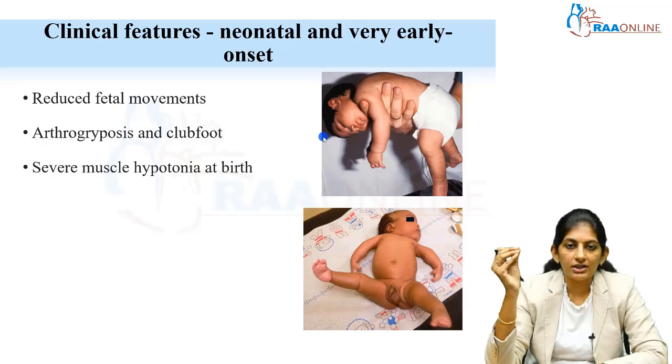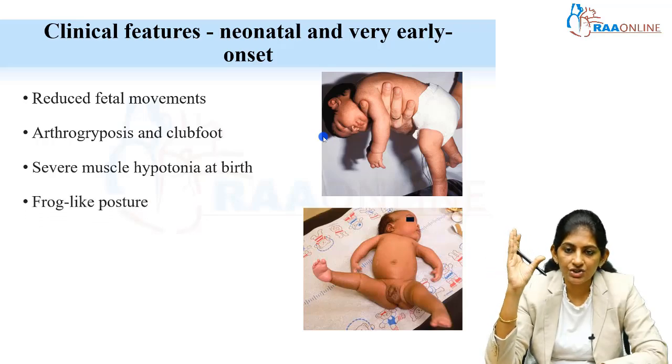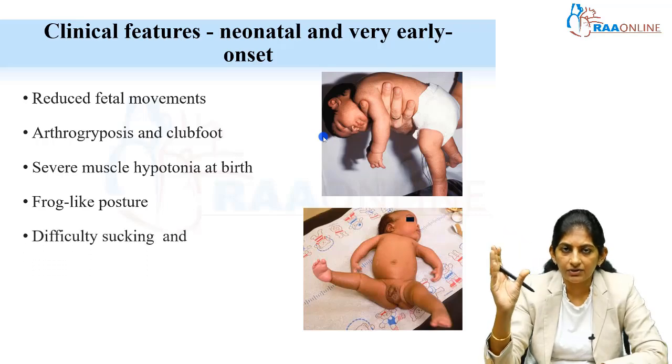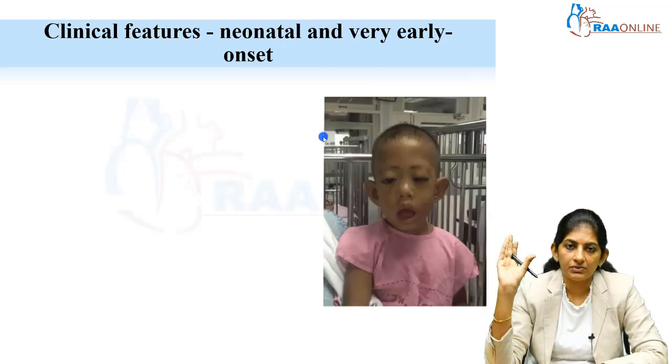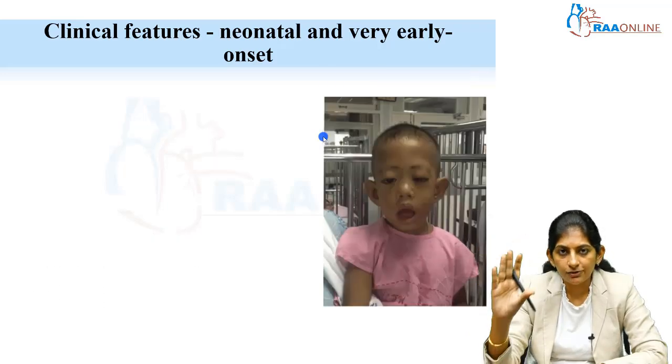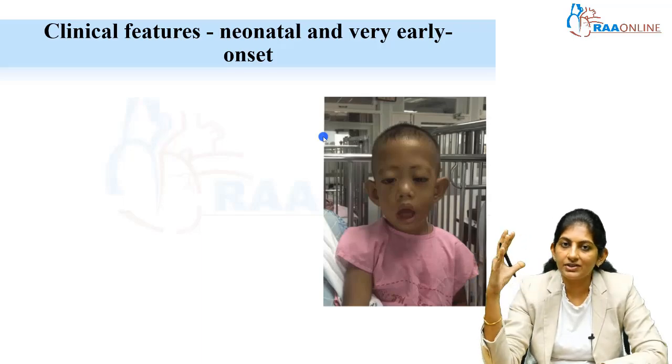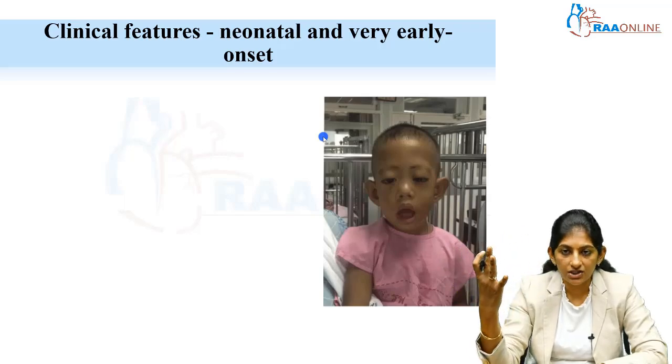So on examination, there will be hypotonia. The children will assume a frog-like posture if it is very severe, and they will have feeding difficulties, sucking difficulties and respiratory insufficiency. Facies, again in severe forms there will be typical myopathic facies. Similar facies we have seen in our myotonic dystrophies also. So all this is because of the facial weakness.